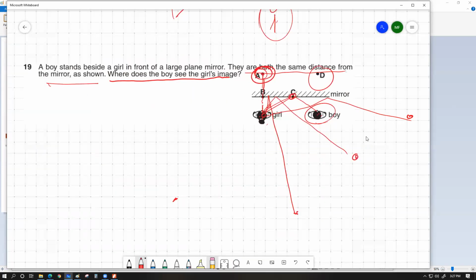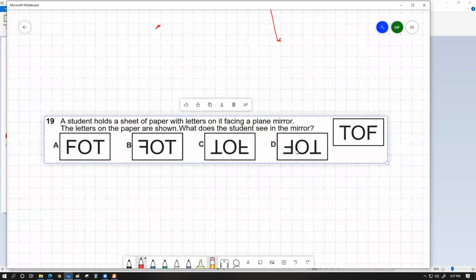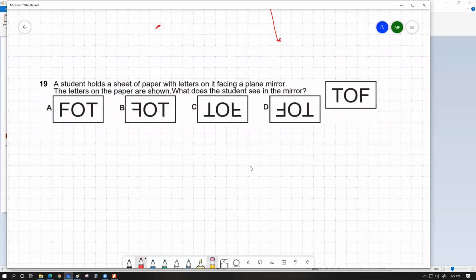Okay, let's have question number 9. It says, a student holds this piece of paper with letters on it facing a plane mirror. The letters on the paper are shown. What does the student see in the mirror?